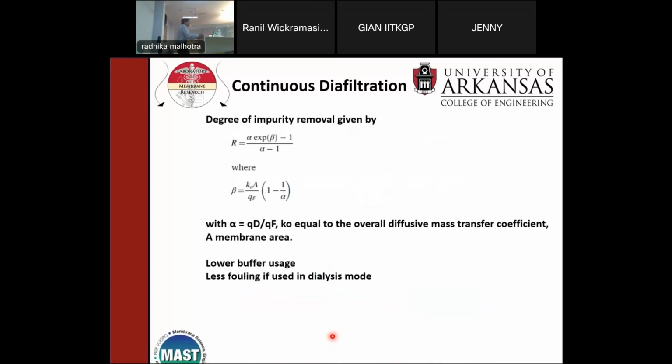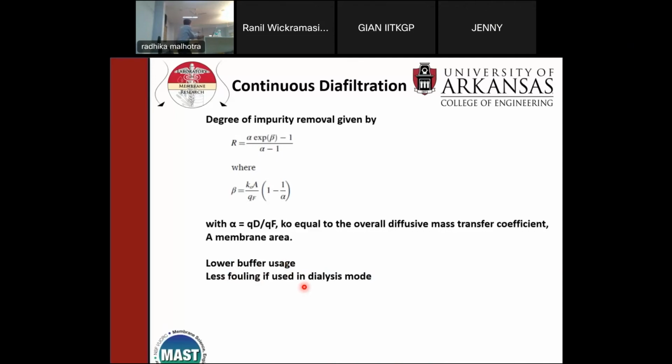We can calculate things, so we can say the degree of impurity removal is given by R, A, exponential beta, and the numbers are here. But the main point is this, that there's lower buffer usage, less fouling in dialysis mode. So it's actually a very nice system, okay? And it could be single use as well. Use it and throw it away, okay?